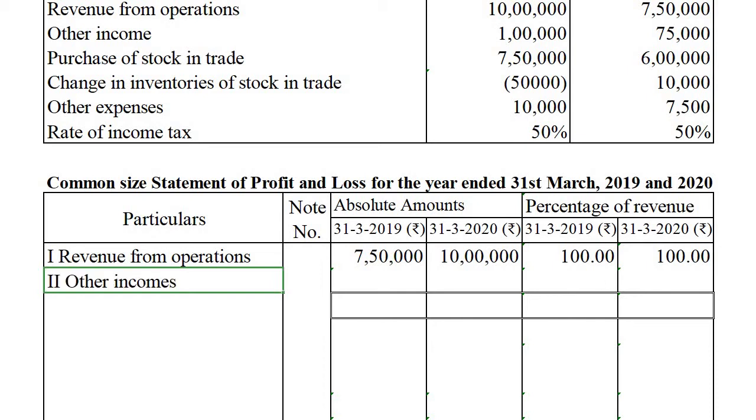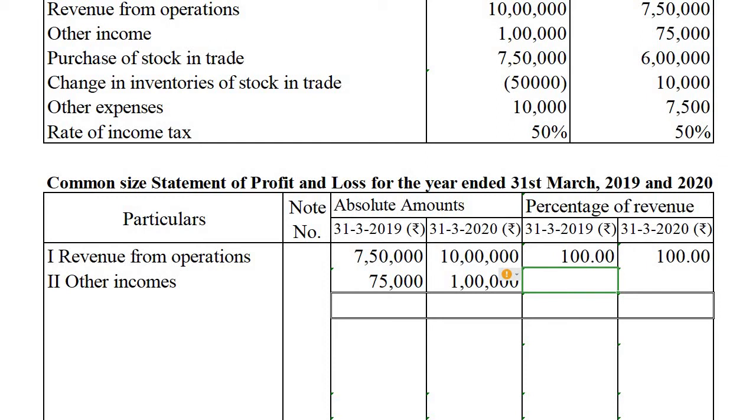Other income given for the previous year is 75,000 and for the current year it is 1 lakh. So how much is the increase? 10% is the increase. How to calculate? See, this 7,50,000 and 75,000 is the previous year result. So let us see how to write the percentage in the percentage column.